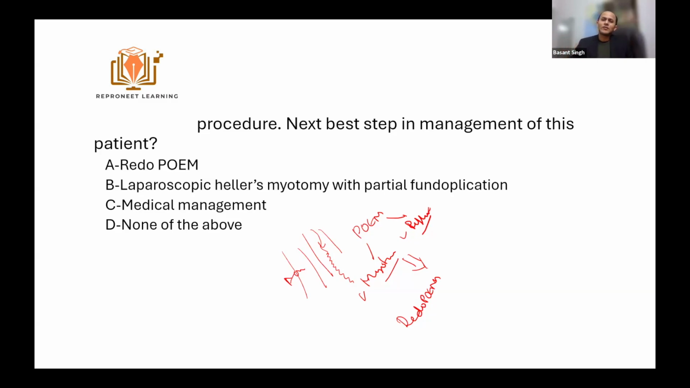So what we do is a posterior POEM. You can go back in this wall and do the myotomy. So you can always do a posterior POEM.